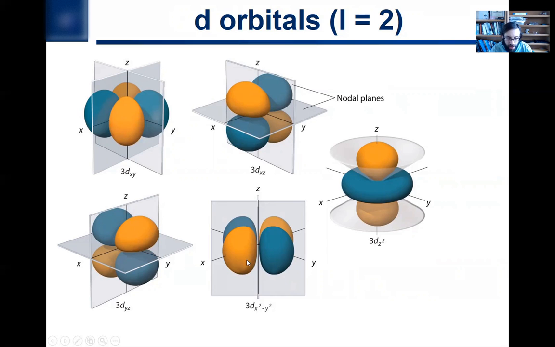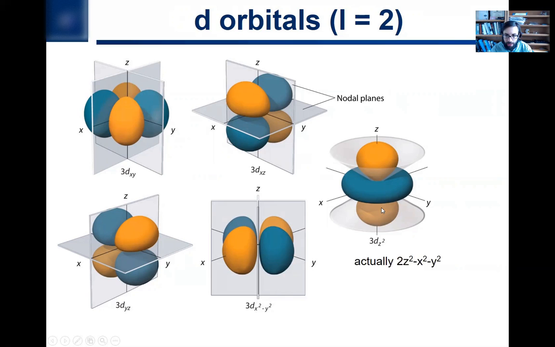Okay, x squared minus y squared, all that is taking the xy and rotating it 45 degrees. So now this orange lobe is actually on the x-axis, and this blue lobe, they're no longer bisecting. They got rotated 45 degrees compared to the xy. And now this blue lobe is actually on the y-axis, okay? And what about this z squared? This one looks really funky, right?